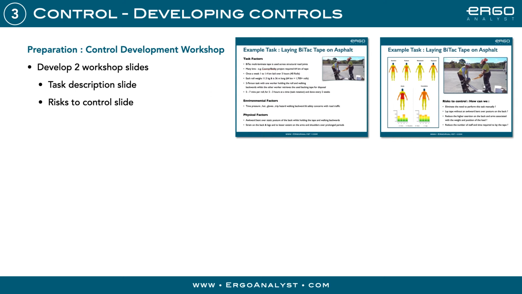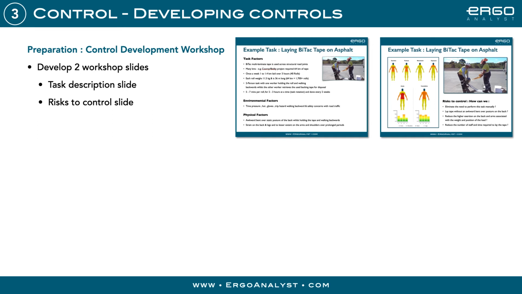The task description on the first slide can be copied directly from the task description text that was entered on the Identify page. Whilst the visual representation of the risk, that is, the thermal body map figures on the left-hand side of the second slide, can be generated by taking a screen capture of the snapshot report in the report section of the software. The risk to control questions are designed to help direct the development of controls that are specific causes of the injury risks. For example, in this case, how can we lay the tape without an awkward posture on the back is directly related to the orange colour on the back for posture.